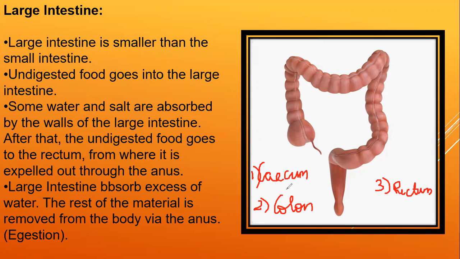So cecum, colon, and rectum are the 3 parts of large intestine. So the undigested food passes to the rectum. Okay, and from the rectum, the food moves to the anus and is expelled through the anus. Is that clear? All about digestion is over. So the expulsion of the rest of the material from the body via anus is known as egestion. Clear all about digestive system?